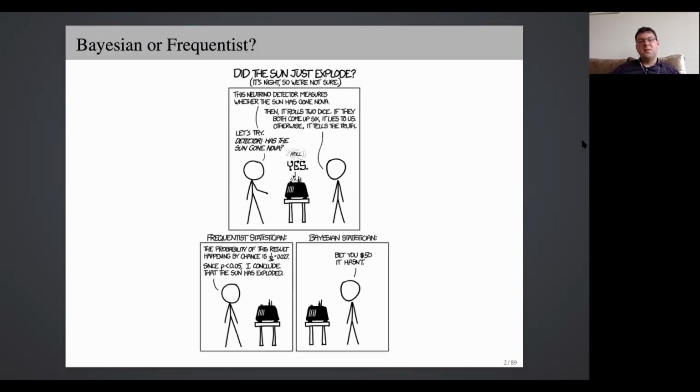Next person says, then it rolls 2 dice. If they both come up 6, it lies to us. Otherwise, it tells the truth. First person says, let's try. Detector, has the sun gone nova? We hear the dice rolling. And then it says yes.